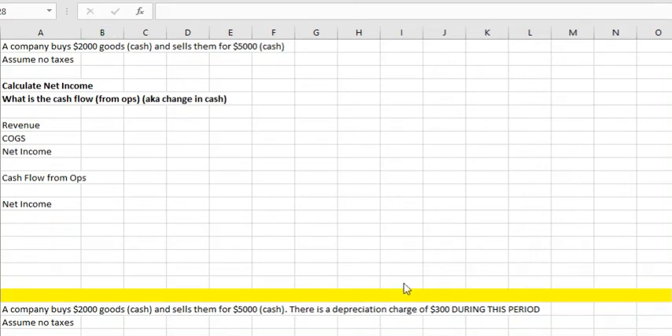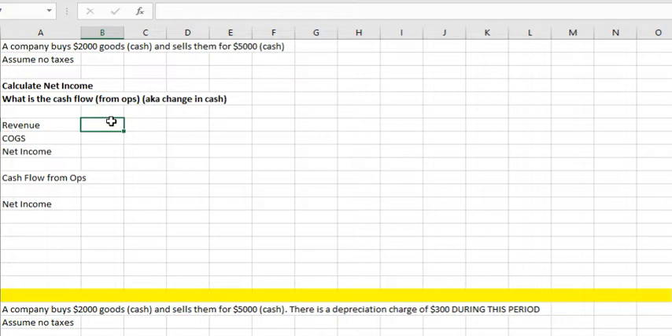Hi everyone. In this lecture series we are going to start analyzing the statement of cash flows. Before we do an actual example and how it's done in real life, I want to start simple and show you a case, and I'm going to show you the reasons why we are adding depreciation back, why we are subtracting any increases in current assets, and why we are adding any increases in current liabilities and vice versa.